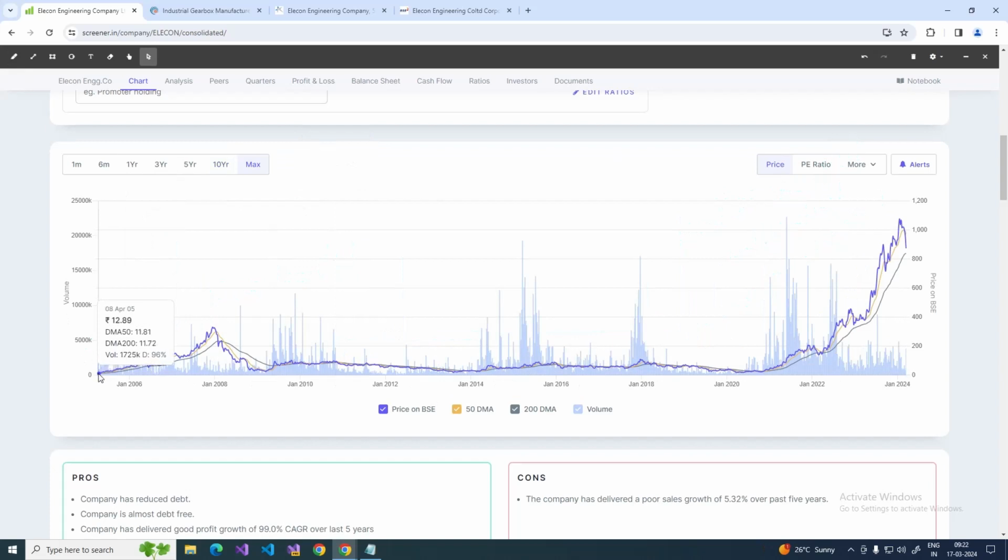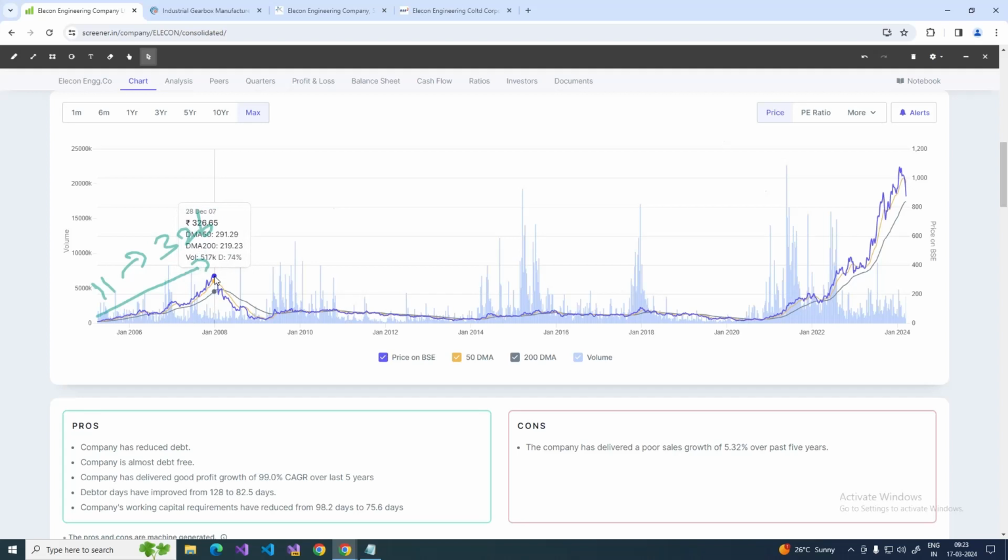So in 2006 the price of Elecon Engineering is 12 rupees. So here from 2006 to 2008 the price increased from 11 rupees to 323. Here, very good. If you see here it went up from 11 rupees to 326. Later something happened here. So the price decreased from 326 rupees to 27 rupees.